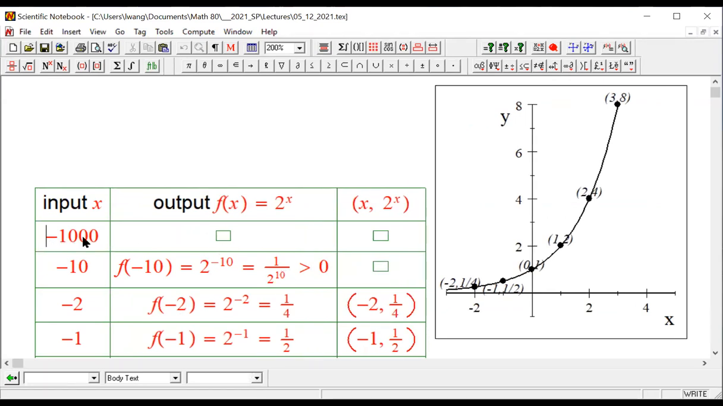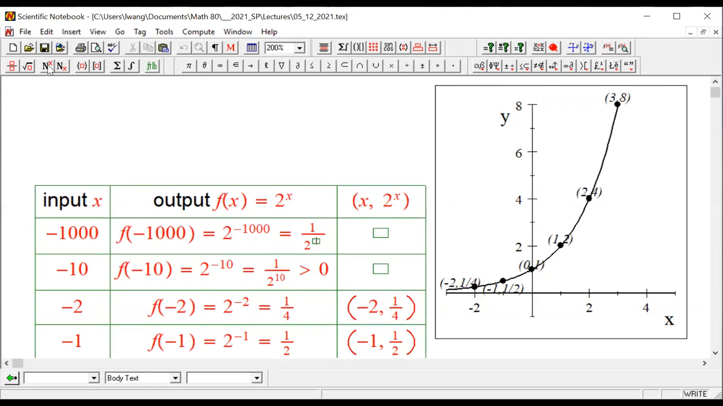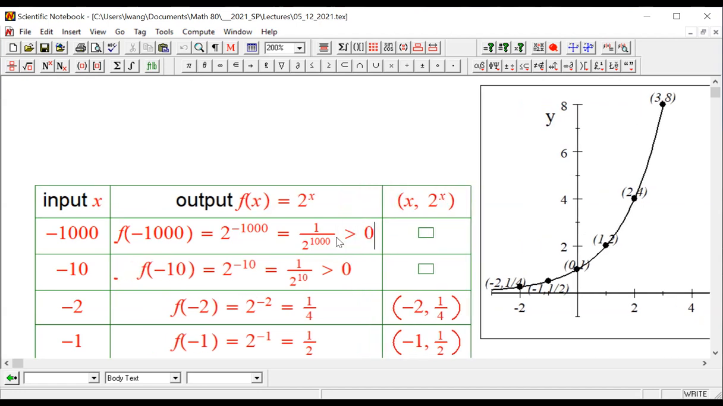Okay, so let's look at if the input is negative 1000. We're going to have 2 to the power of -1000, and the consequence is going to be 1/2 to the power of 1000. This denominator is very, very big. For example, 2 to the power of 10 is 1024, so this is going to be even larger. But 1 divided by a very large number is a very small positive number. So it's still going to be positive.